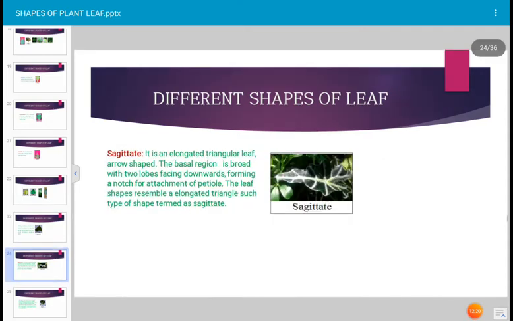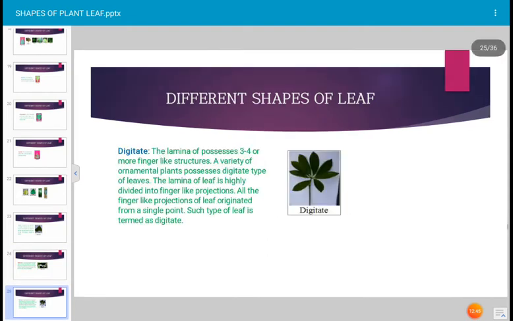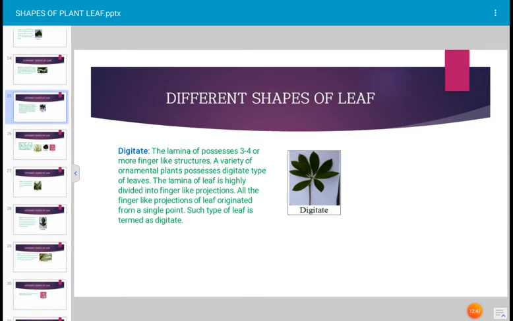Next. This is again one more shape of leaf, that is sagittate shape of leaf. It is an elongated triangular leaf, arrow shaped. The basal region is broad with two lobes facing downwards, forming a notch for attachment of the petiole. The leaf shape resembles an elongated triangle. Such a type of shape is described as sagittate. This is one more shape of the leaf, that is digitate shape of leaf. The lamina possesses 3 to 4 or more finger-like structures.